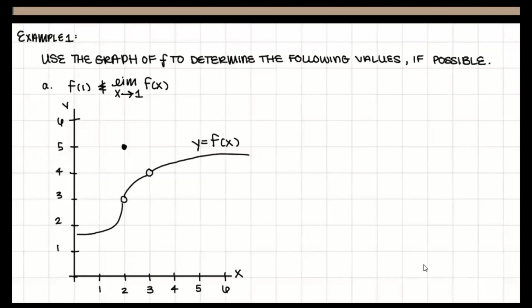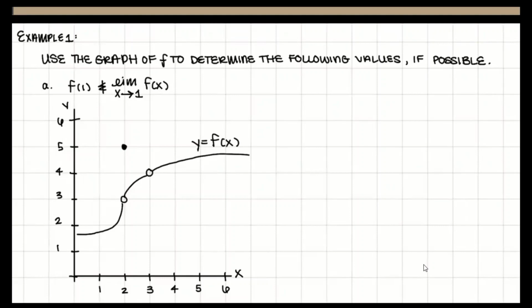So this is our very first example, and you might look at this and be very overwhelmed, but don't worry, we're going to talk through it step by step. So example 1 says, use the graph of f of x to determine the following values if it's possible. So it might not be possible. We'll find out about that in detail a little bit later, but we're going to start pretty easy, and we're saying, what is f evaluated at 1?